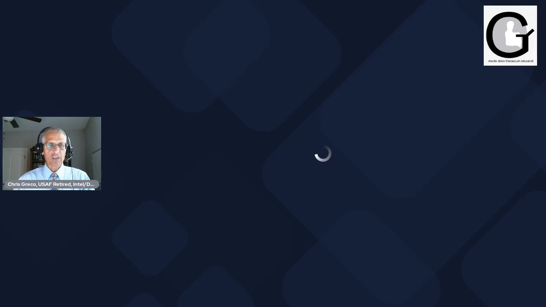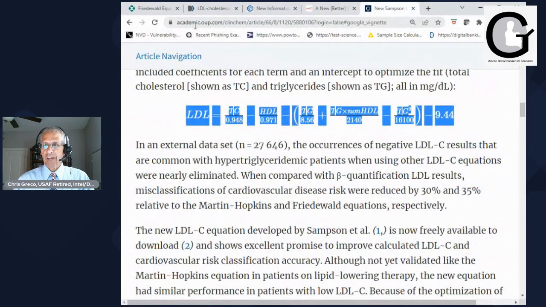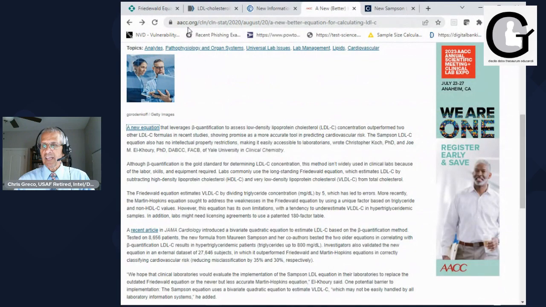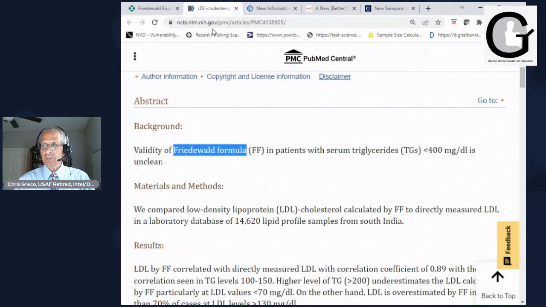And I wanted to point that out to you. And you can go ahead and repeat these areas. You can take a look at different things. You can actually see the URLs here. I know they're very small, but you can see the URLs on the different areas we're talking about. So, academic.eovp.com, aacc.org, acc.org, and then the National Institute of Health right here.